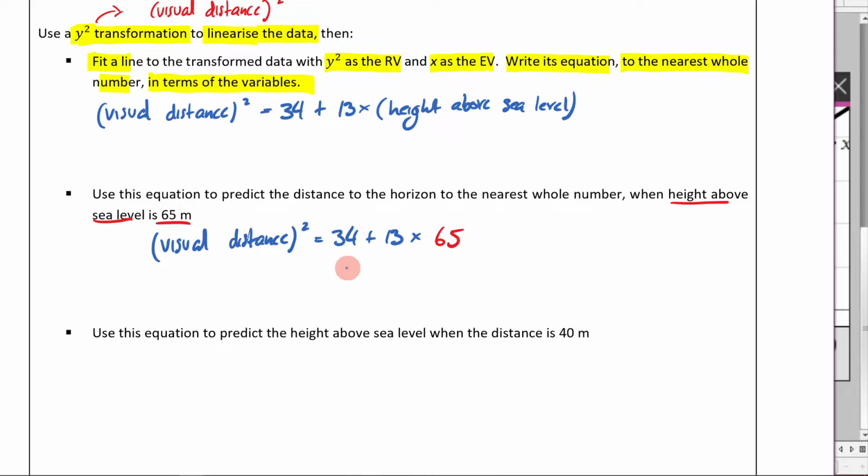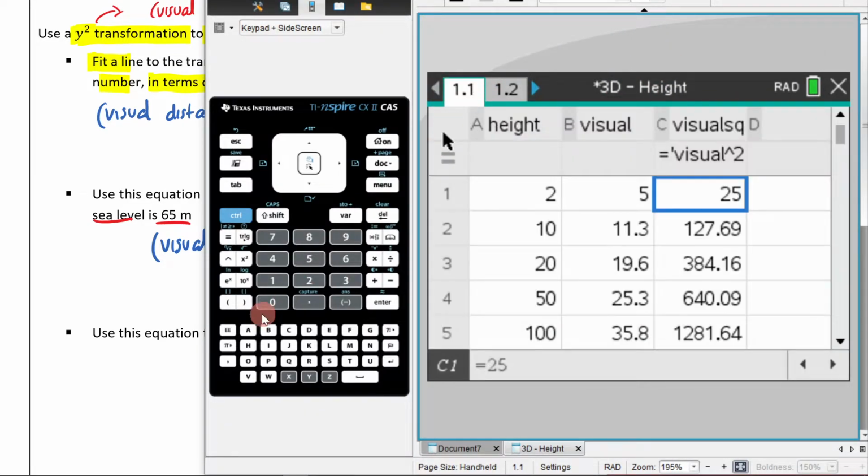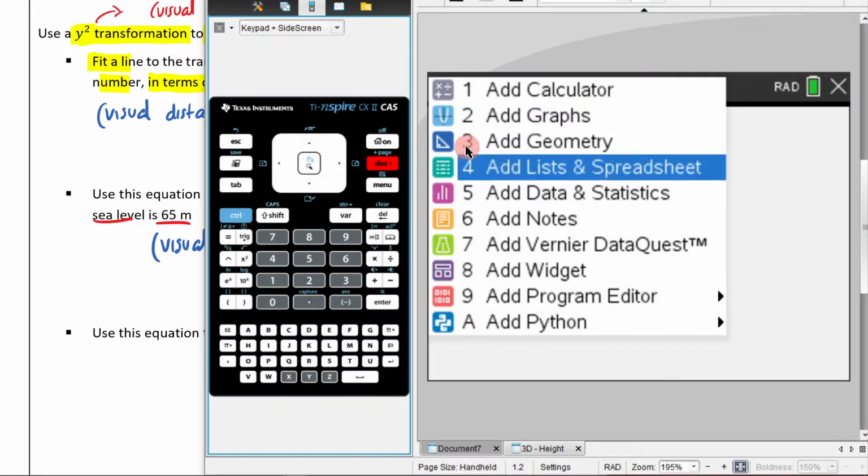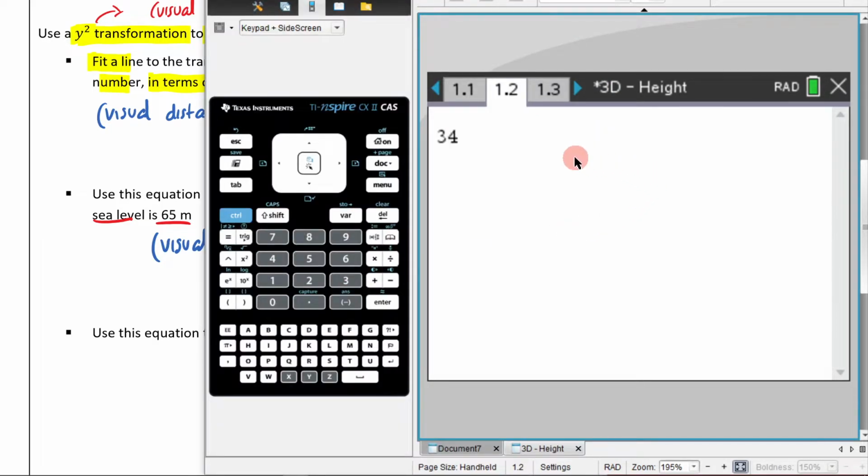Now, we have to be careful when answering this, because we've got this squared here, which makes things slightly more complicated. If we come to our trusty CAS, and actually let's open up a new page and go calculator. What I'm going to do is just type in 34 plus 13 times 65. It's going to be 879.